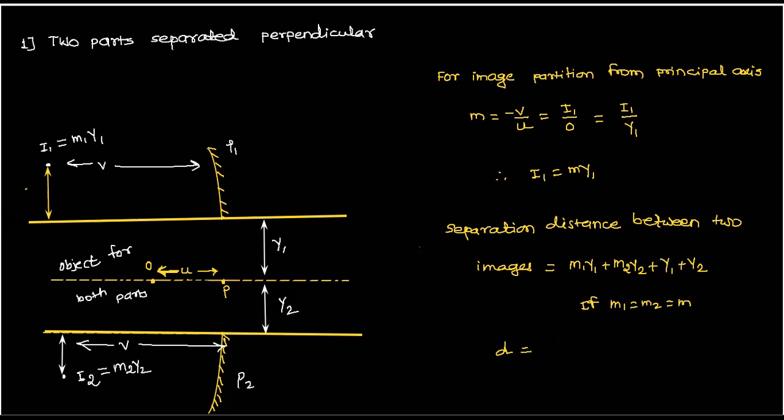Separation distance d is equal to my1 plus my2 plus y1 plus y2, right? And if we take m common from this, m into (y1 plus y2) plus (y1 plus y2), and if we take both y1 plus y2 common, then what are we getting? (y1 plus y2) into bracket (m plus 1).